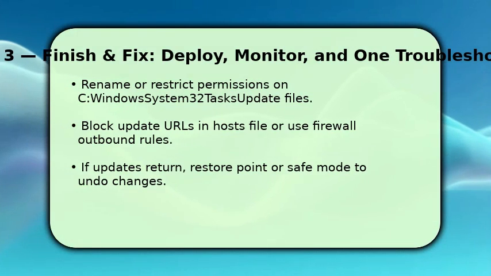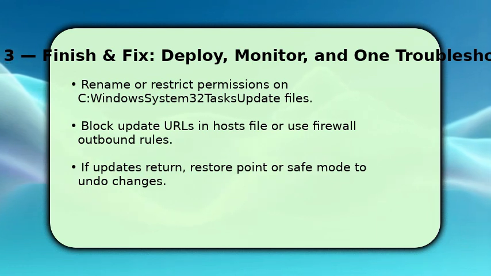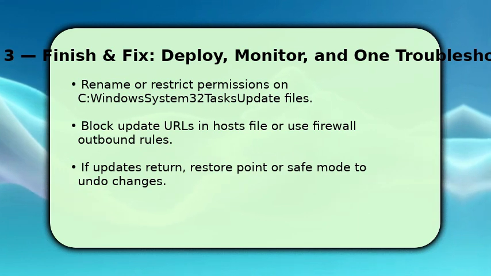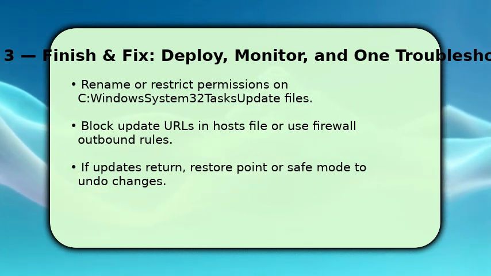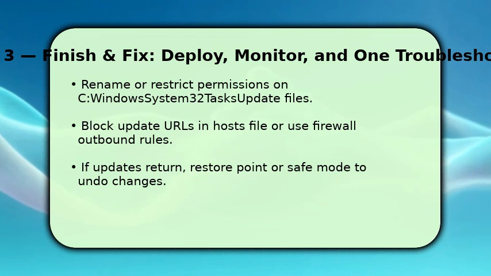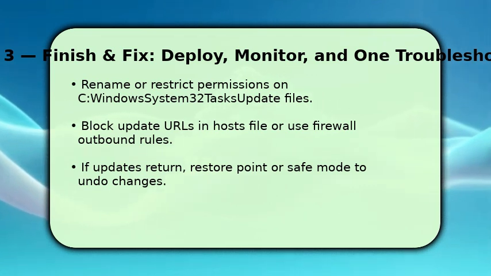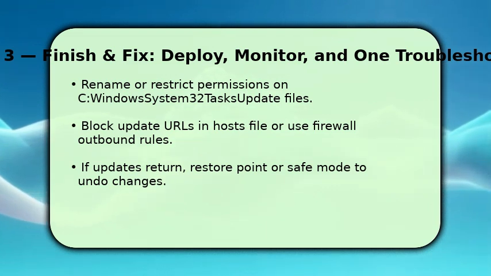Rename update task files in C:\Windows\System32\tasks, or set file permissions to deny system write access. This forces persistence. Then optionally block known Windows Update endpoints using the hosts file or create outbound firewall rules to stop download traffic. Make sure to test by checking for updates.